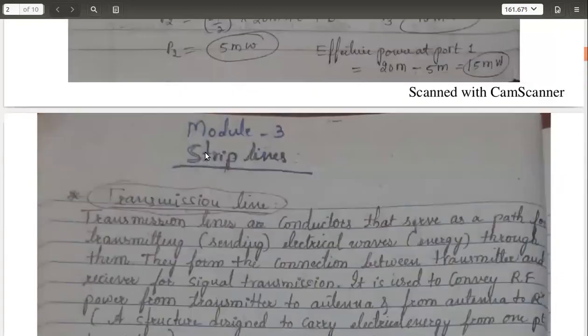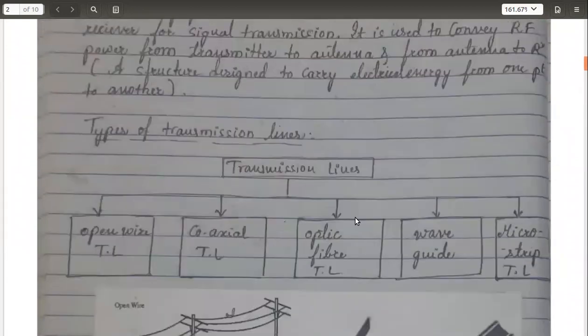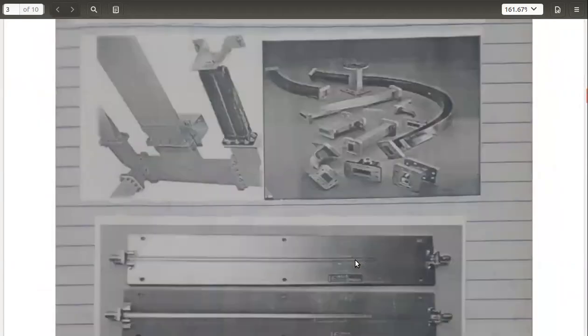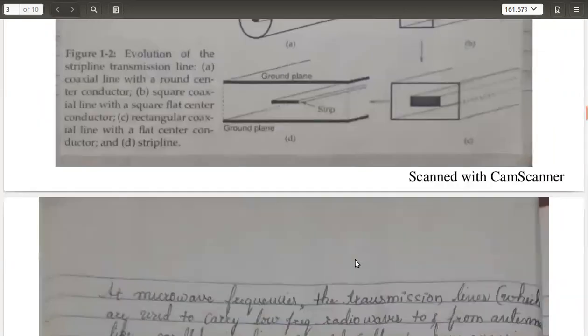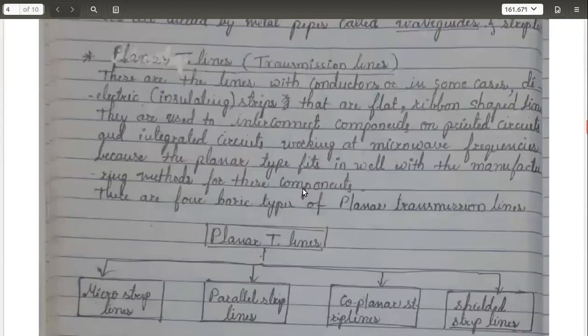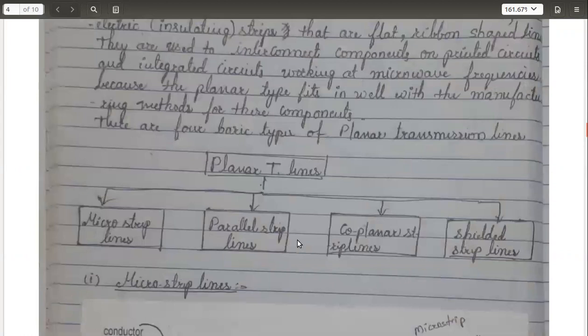But what are these strip lines? I have given you the introduction. In the transmission line, basically we have got these categories. Why and where are you using these strip lines? In PCBs and in integrated circuits. Basically, planar transmission line has 4 categories: microstrip, parallel, coplanar, and shielded. You are going to study these 4 strip lines in the first half of your third module. So coming to the first one, let us study the details of microstrip lines.